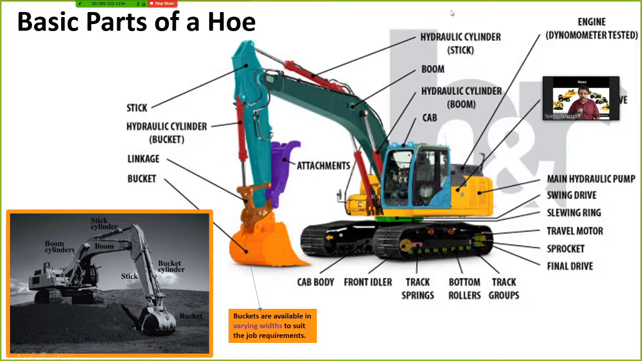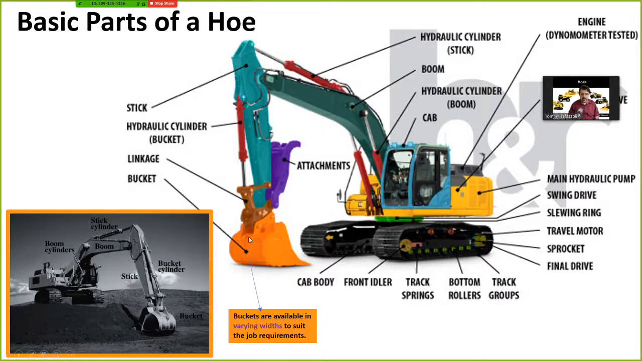So what else are the important parts, the major parts of a hoe? The engine, of course, which is behind the cabin, and there are different parts of the wheels or the crawler, which we don't really need to get into that detail in this course, but it's good to know some major parts of that.